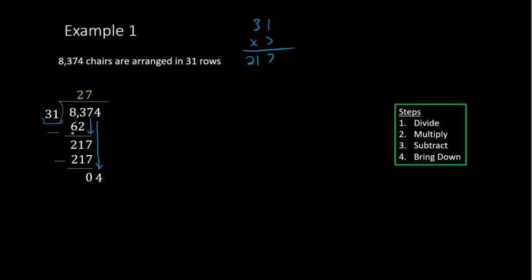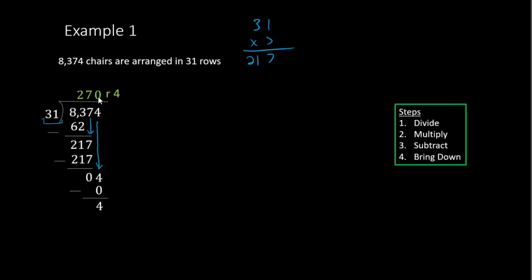4 divided by 31 would be 0, because 31 does not go into 4 at all. So a 0 goes up here, and then we can multiply for step 2. 0 times 31 is 0. Step 3 is subtract. 4 minus 0 is 4. And then 4 would be the remainder. So our solution is 270 with remainder of 4.